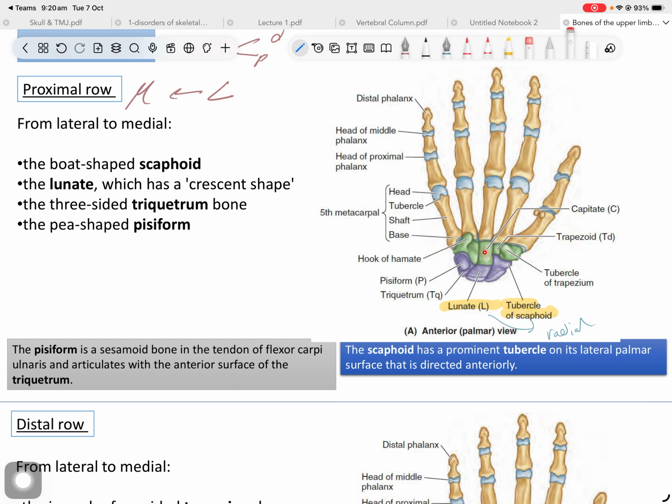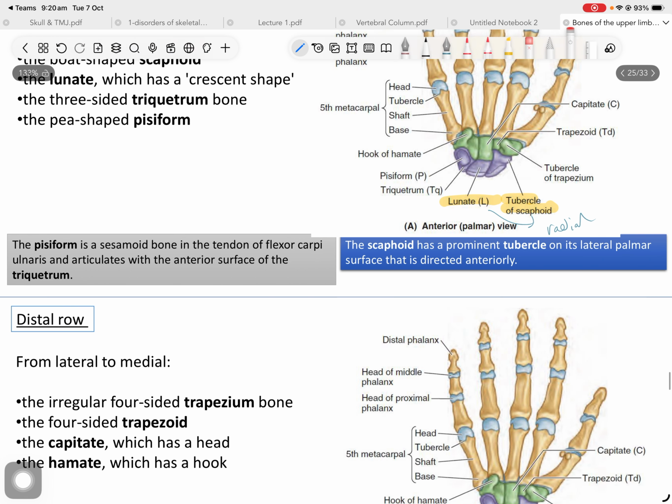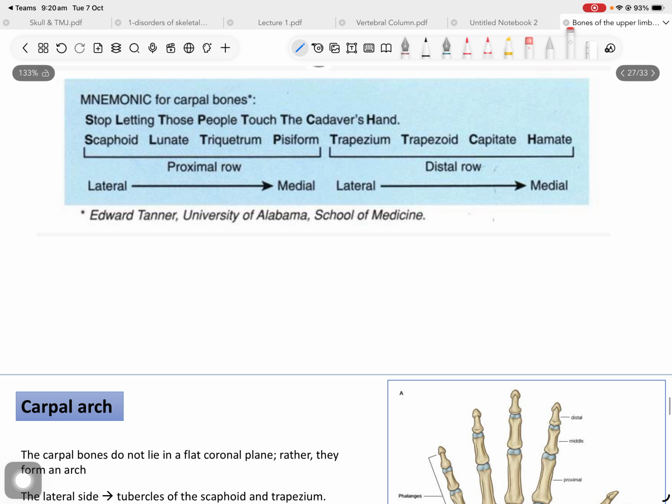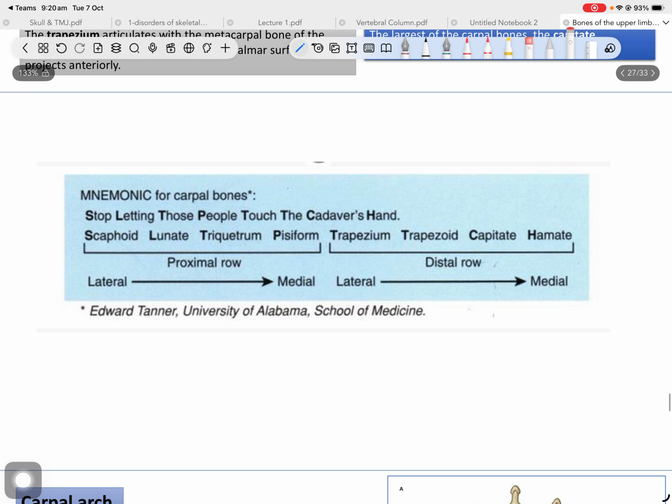Okay? So I call them from lateral to medial. First row: scaphoid, lunate, triquetrum, pisiform. Then I have trapezium, trapezoid, capitate, and hamate. So how can I memorize this? Usually we put a sentence. The first letter of each word represents one of the carpal bones. For example, this sentence: stop letting those people touch the cadaver's hand. S is for scaphoid, L for lunate, T, triquetrum, etc.